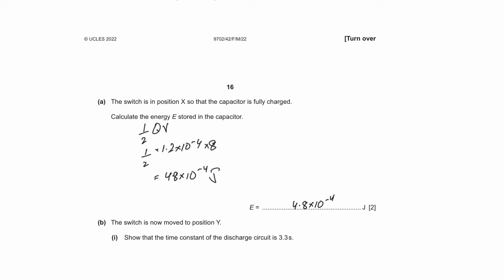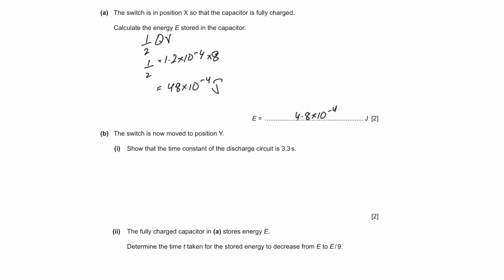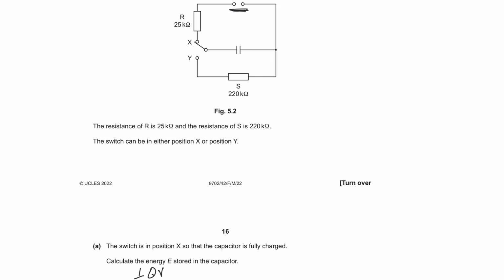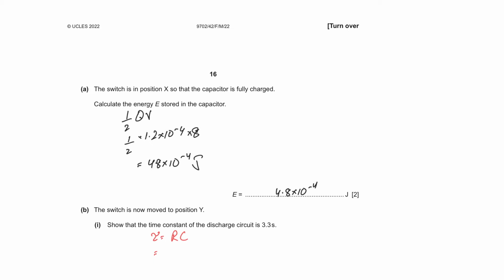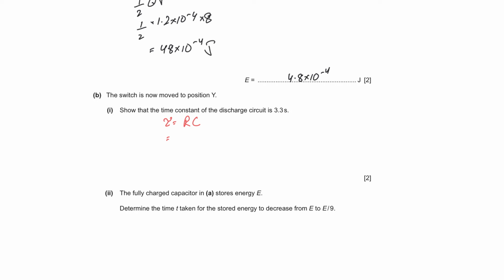The switch is now moved to position Y. Show that the time constant of the discharge circuit is 3.3 seconds. Now the time constant tau is equal to RC. When it's moved to position Y, when the switch is connected in this position, the resistor that is part of the circuit is 220 kilo ohms, and the capacitor has some capacitance, which is not given in the question, but we can still find it out.